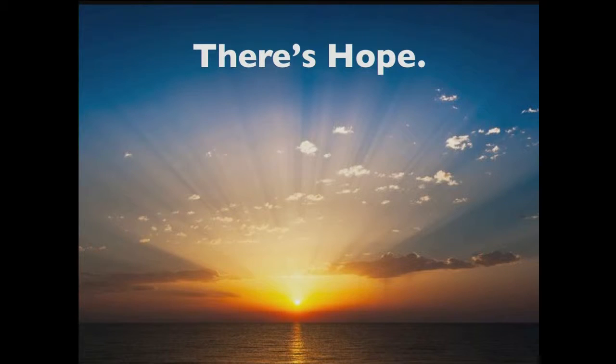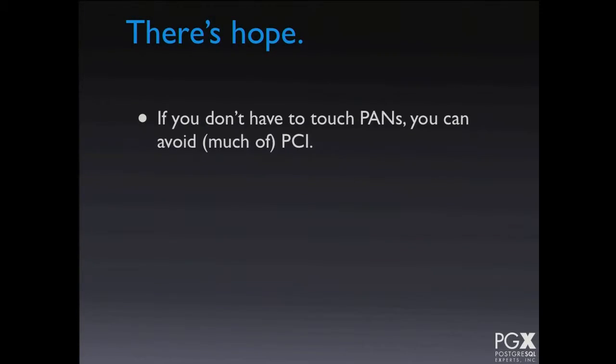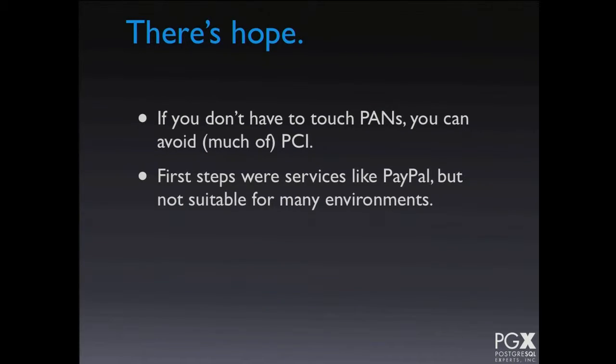But what I'm going to encourage you to do is do something that means you can ignore this entire talk. Well, I don't want you to ignore this entire talk because I do want you to internalize the security aspects of it. But in terms of specifically credit card processing, what I encourage you to do is this: if you don't touch primary account numbers, you can avoid most of PCI. The first steps along those lines were things like PayPal, but they're not suitable for many environments. And if you've ever dealt with PayPal as a merchant, you may have your own reasons for not wanting to deal with PayPal.